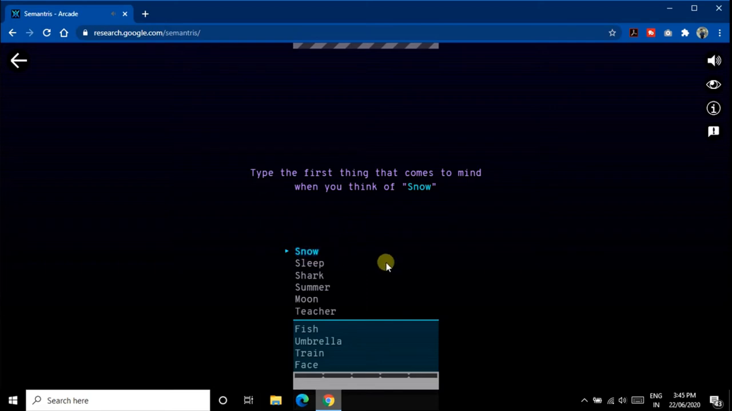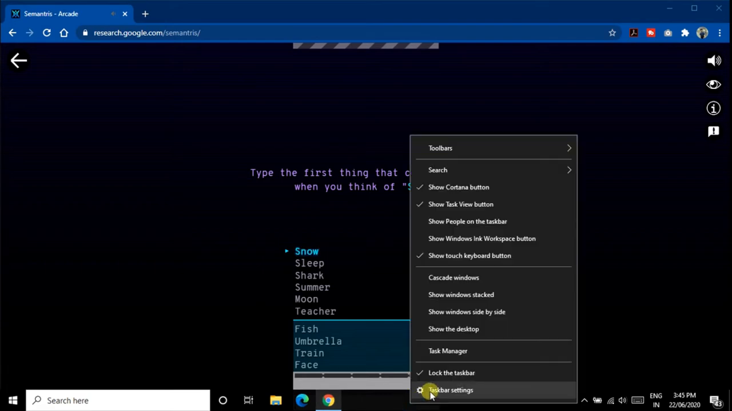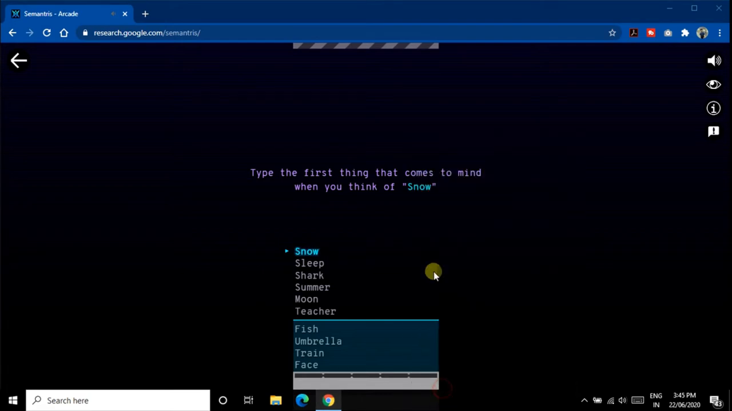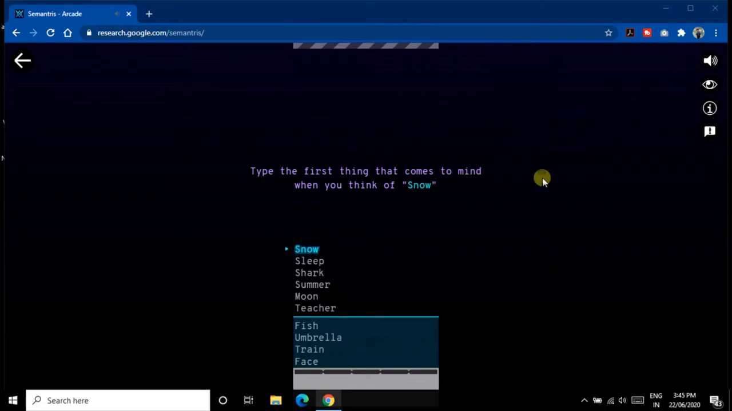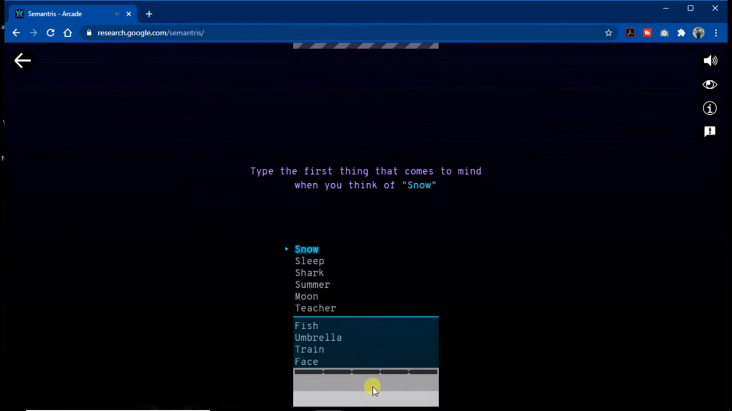Let me just hide this taskbar so that it will be easier for you guys to see what word I'm typing. Just a second. Okay, I've just made it simpler. I'm just going to type snow. The first thing that comes into my mind after hearing snow is that snow is cold. Now let's see what happens.